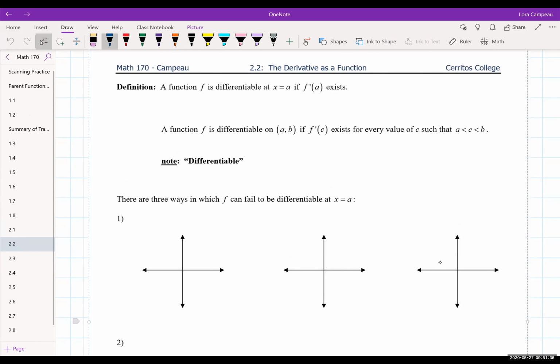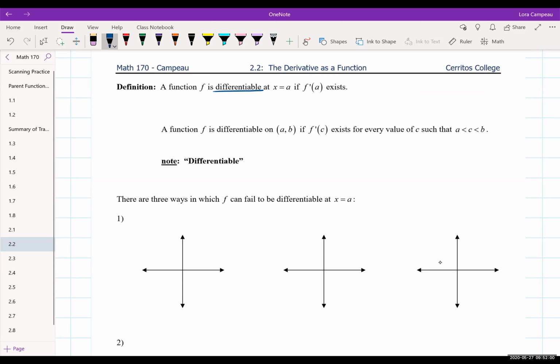Differentiable is the ability to take the derivative of. So if we're going to speak about it in two ways in this section: can we take the derivative of this function? It's differentiable at x equals a if the derivative at a exists.